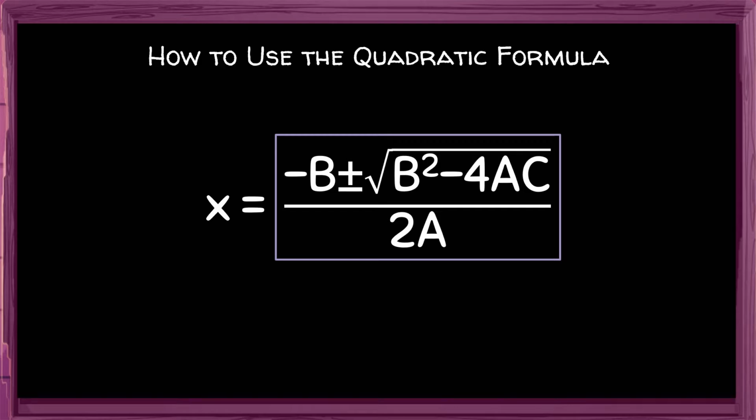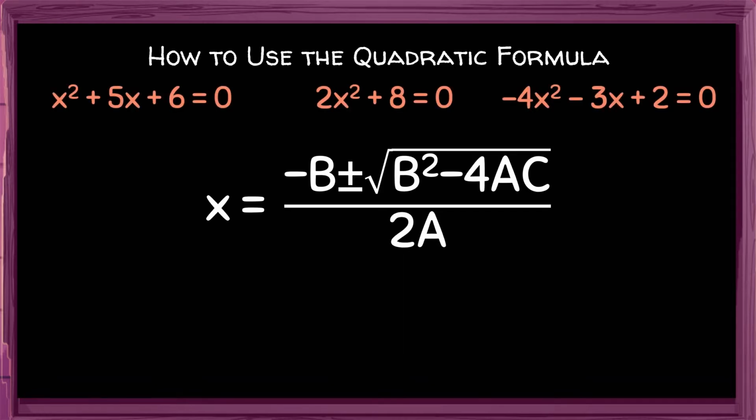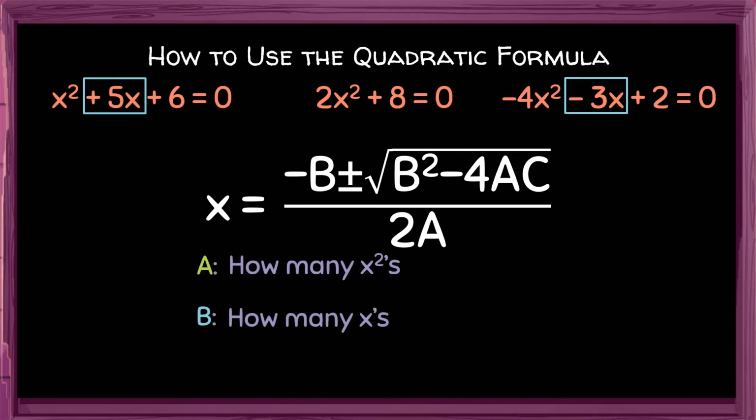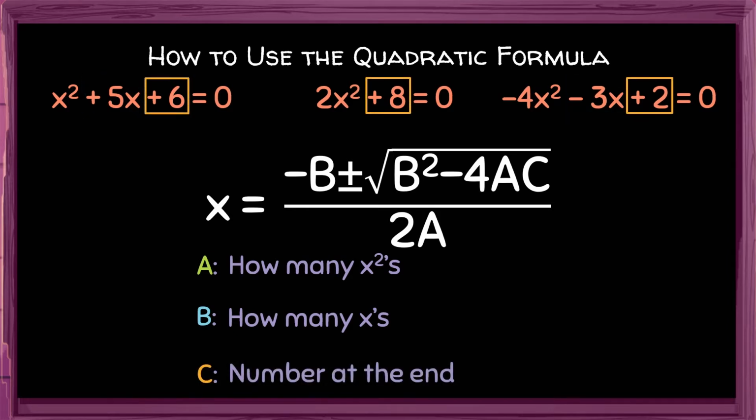Well, think back to what we learned in our earlier lessons. Every quadratic equation has 3 ingredients: a certain amount of x squareds, then a certain amount of plain old x's, and then some regular number at the end. Different equations can have different amounts of these 3 ingredients. So we use the letter a to mean however many x squareds are in our equation, and the letter b to mean however many plain old x's are in our equation, and the letter c to mean the regular number at the end of our equation. Those are the a, b, and c values we plug into our quadratic formula.